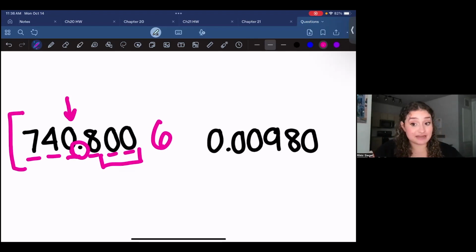So this zero is significant. Why? Because it's sandwiched in between 2 non-zero numbers. Those trailing zeros are significant because there's a decimal point.